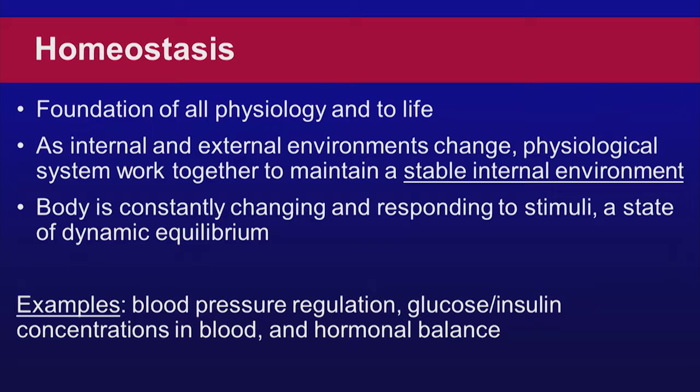The cells have to be a certain temperature, they have to receive nutrients, and get rid of waste, and you have to have a steady state to be able to do that. Examples may be blood pressure regulation, glucose or insulin concentrations in the blood. Could be a hormonal balance that we see. So homeostasis is a stable internal environment brought about by a constant detection and modification of the chemicals in the body to make the cells of the body stay normal.